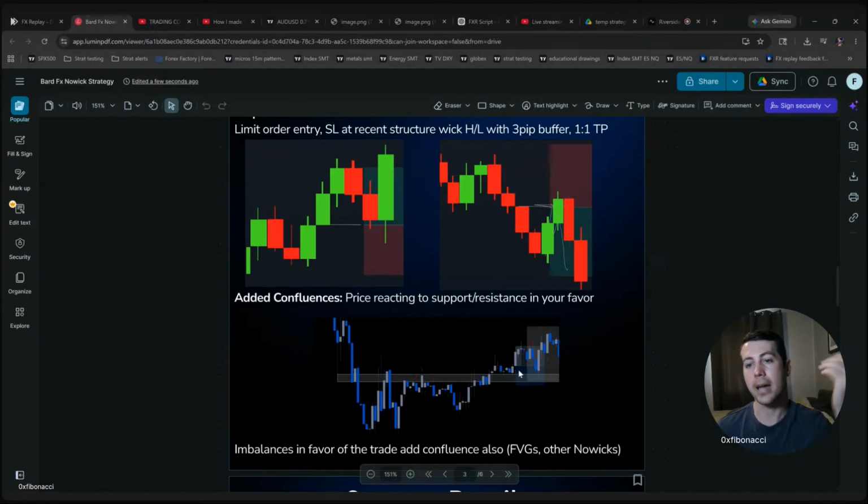In this case, this is an added confluence that price is more protected because of this support and resistance level. And then also, if there are imbalances in favor of the trade, such as fair value gap draws or other no wick candles, that's another added confluence as well. So you could track those with tags in FX Replay, maybe have more A+ setups when there are confluences present.